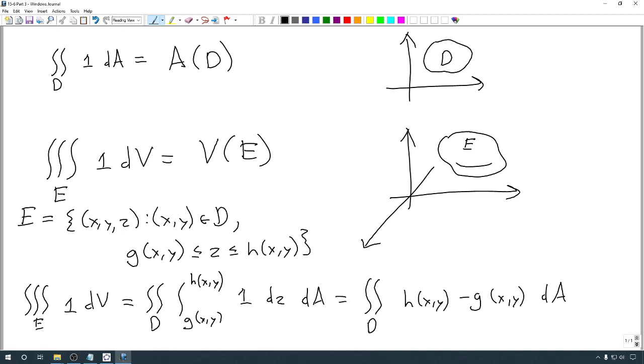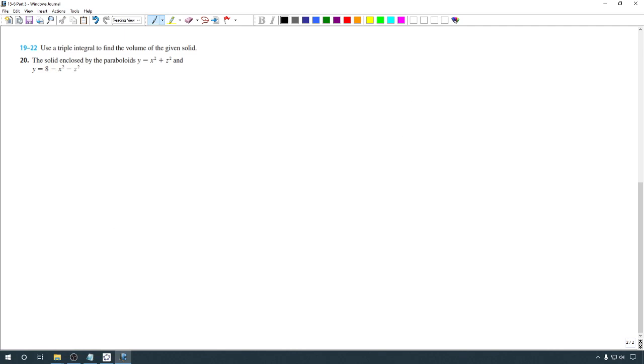But what this allows us to do is use any of our orderings of x, y, and z. This is specifically when we're doing a type 1. We could do type 2 or type 3 regions in three-dimensional space and compute the volume this way. So let's look at an example of that.